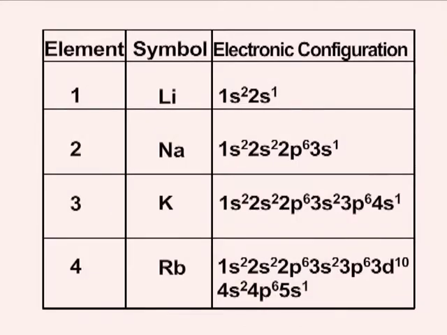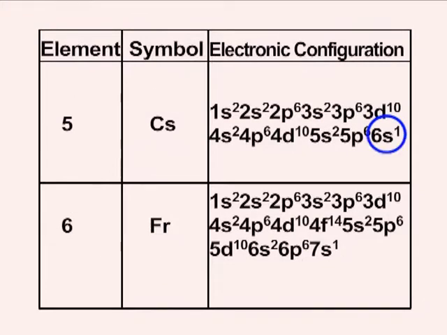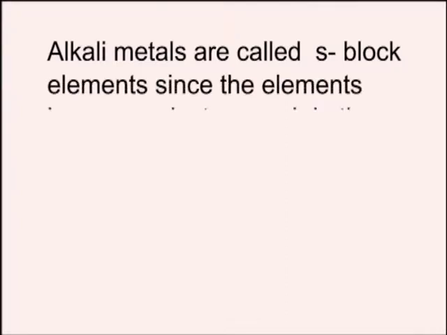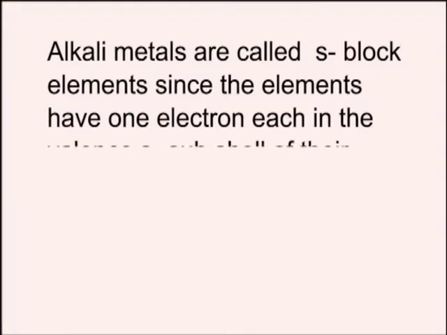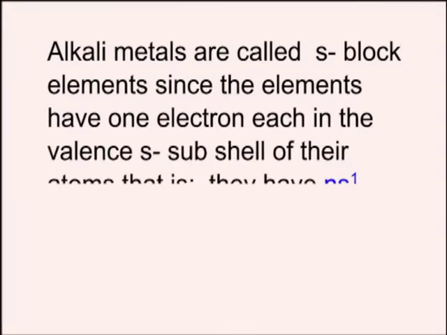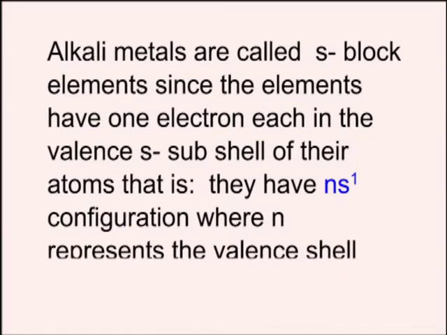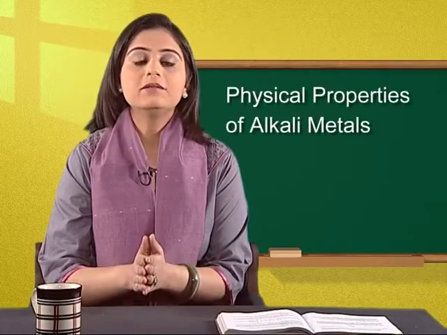If we look at the electronic configuration of all alkali metals, we find that the last electron enters into the s orbital in the alkali metals. Alkali metals are called s-block elements since the elements have one electron each in the valence s subshell of their atoms, that is, they have ns1 configuration where n represents the valence shell where n is equal to 2 to 7. Physical properties of alkali metals.